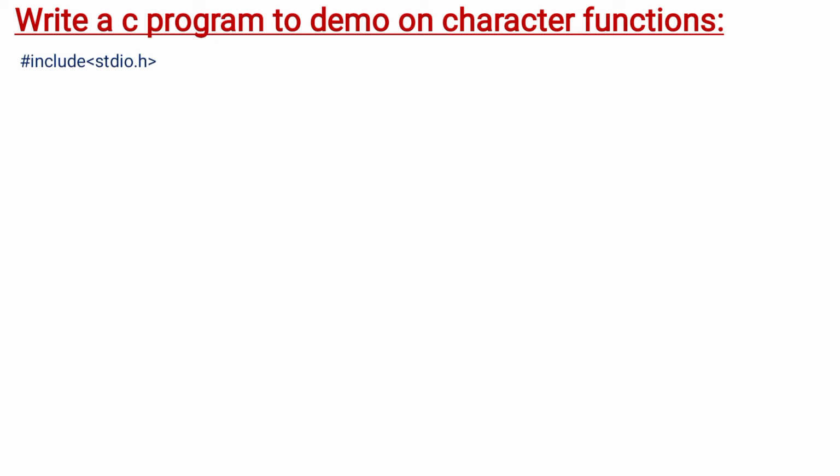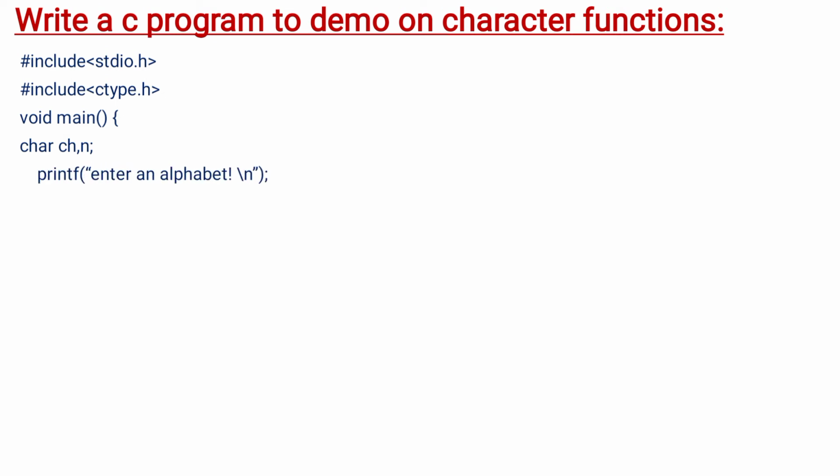Let's see. #include <stdio.h>, #include <ctype.h>. Here ctype.h is the header file which contains all the character functions. That's why we have to include the ctype.h header file into our program. void main function, opening brace, char ch, n. Here I am taking two variables of character type. printf("Enter an alphabet"). scanf %c is the format specifier for character type, and &ch is the address operator.